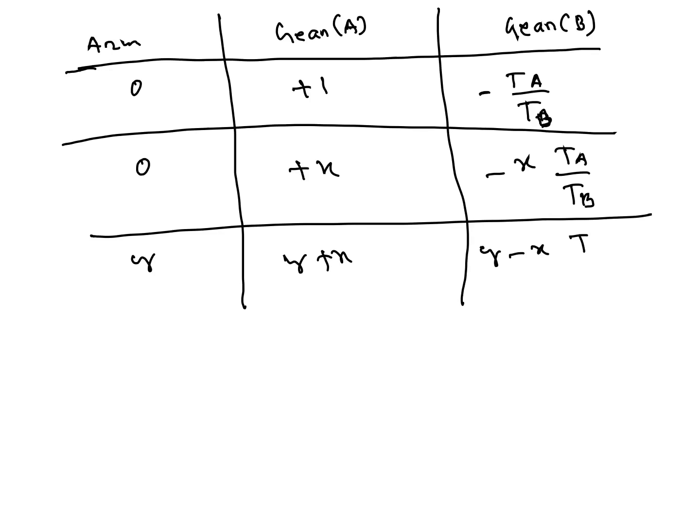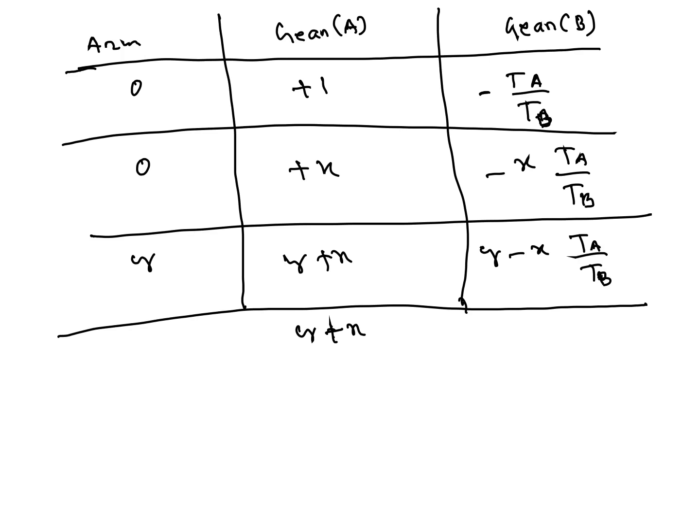So gear A is fixed here, so Y plus X is 0. In this question already given this one. The arm is given 1 rotation, so Y equal to 1. Then gear B rotation we have to calculate. This one we have to calculate. Y equal to 1, Y plus X is 0. This is fixed gear, so X equal to minus Y or minus 1.